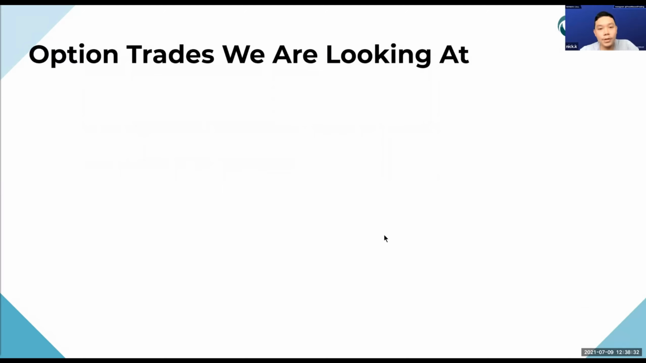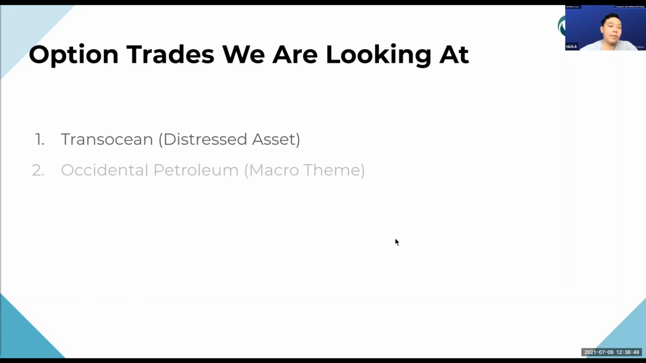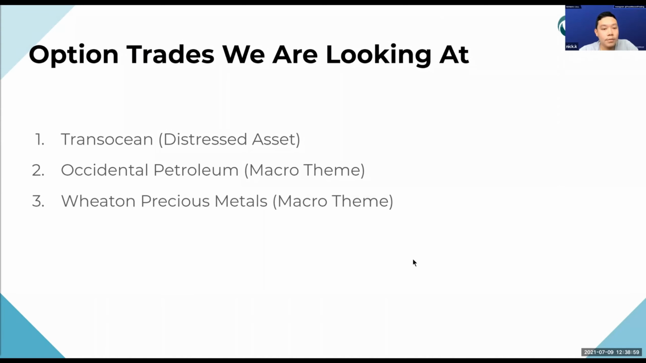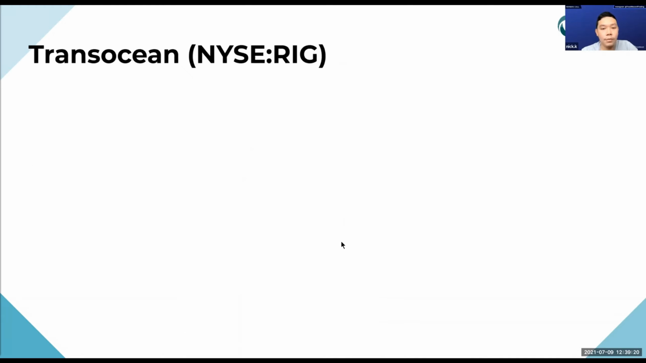So to go through some of the options trades that we are looking at the moment, some of which we are still getting filled. So the first one is Transocean as a distressed asset in the oil industry. The second one is Occidental Petroleum. So that's for a macro theme with regards to energy and oil as well. And the last one is Wheaton Precious Metals, and that is also a macro theme options trade, right? So these basically are the three option trades that we are looking at to put on. So for Transocean, we are in the process of getting filled. Wheaton as well is in process, and Occidental we just put on, which we will update in the Slack later on.